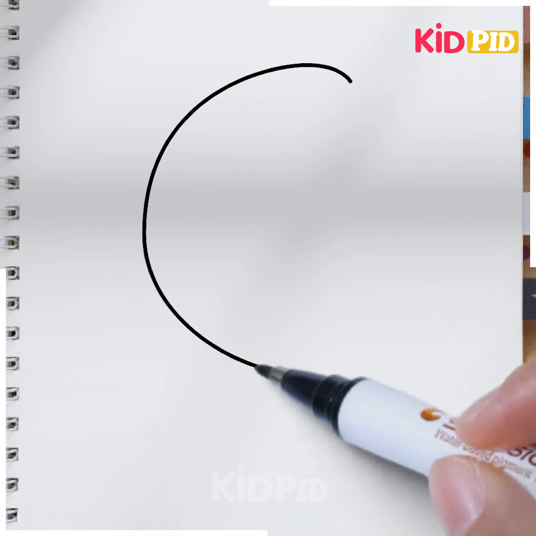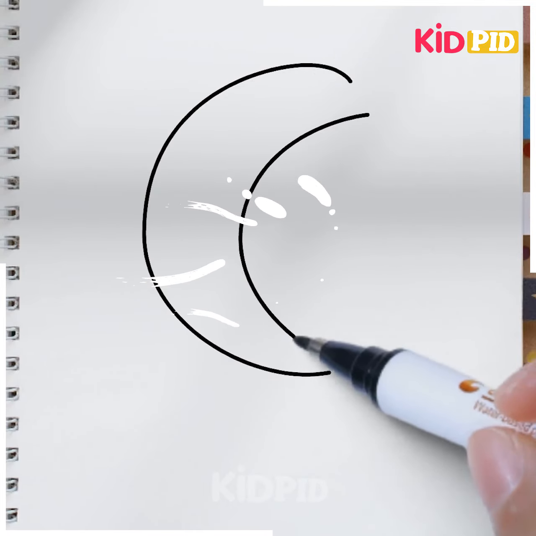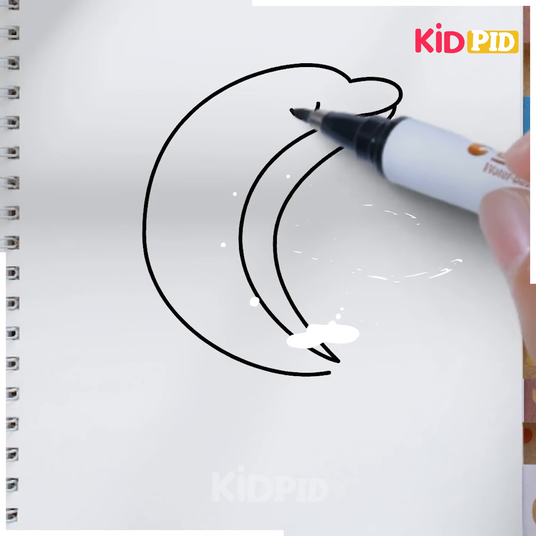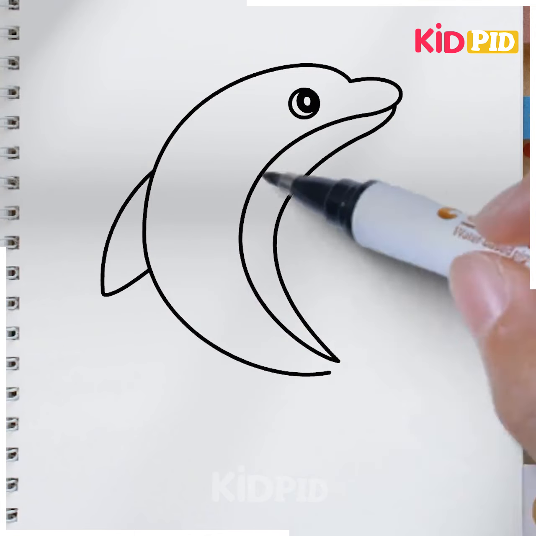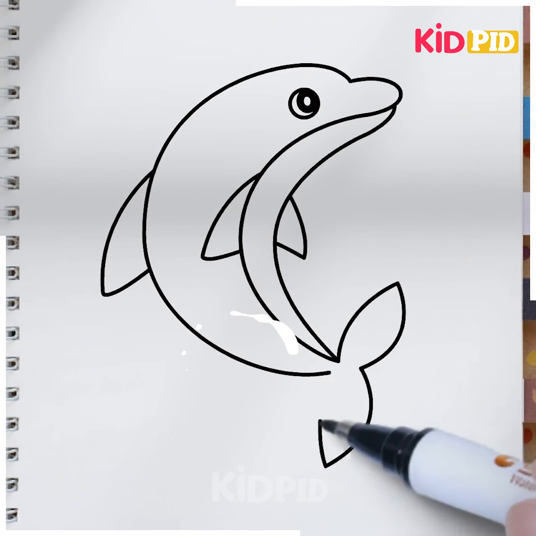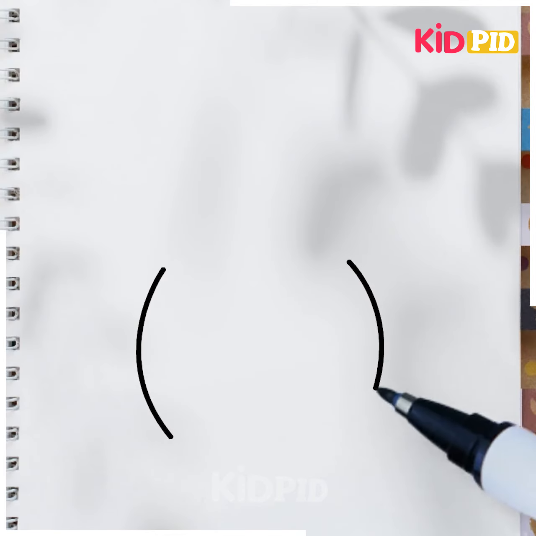Let's now move towards another activity. You just have to make the C type of shape, and after that you just have to give it a somewhat curvier look, and it's going to represent the dolphin. Don't forget to make the long snout portion from the front area, and this activity is again very simple and very easy.